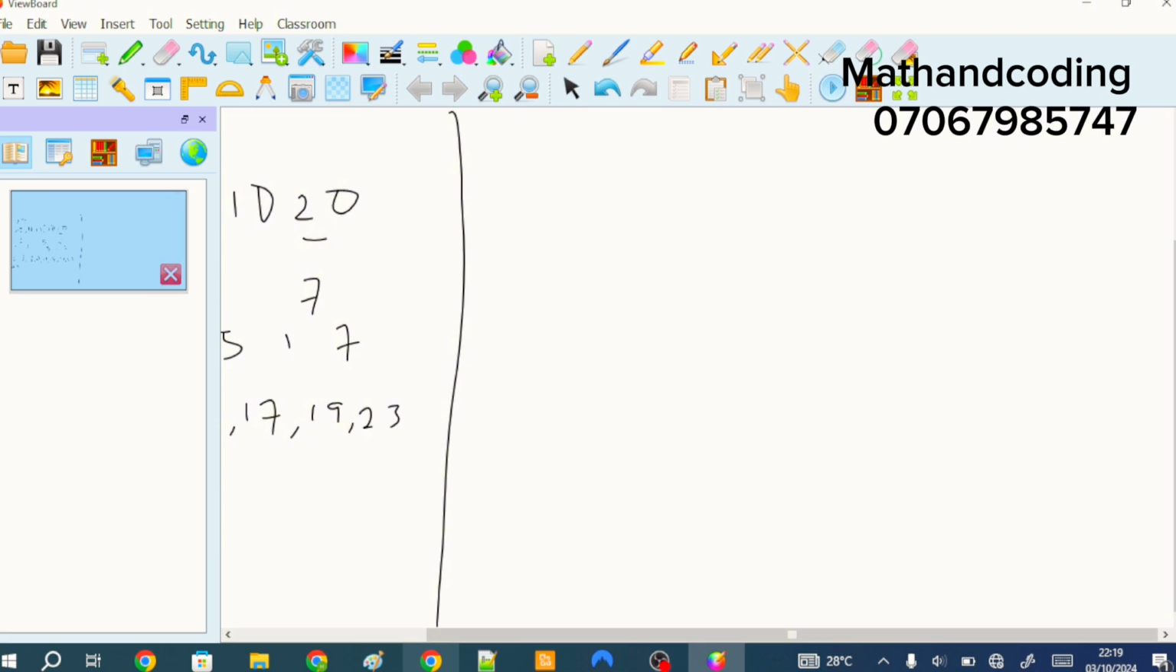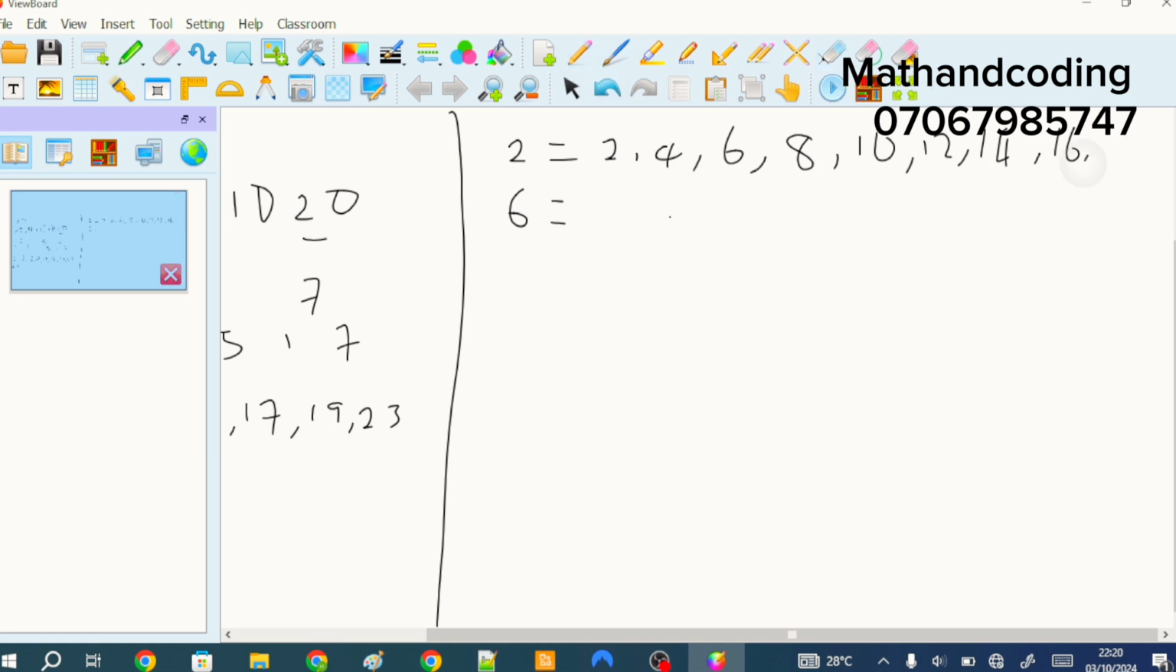So if we have two numbers, for instance 2 and 6, if we write the multiples of 2, we have 2, 4, 6, 8, 10, 12, 14, 16, 18. Let's write the multiples.